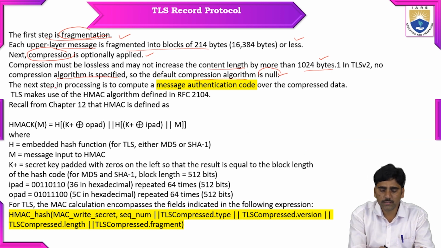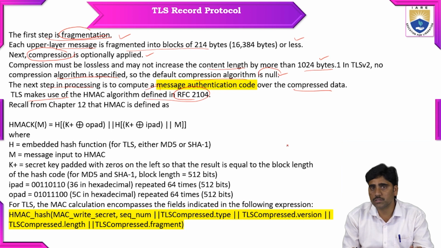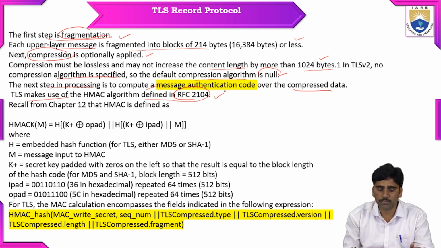The next step is to compute the message authentication code over the compressed data. The MAC is applied after compression and before encryption. TLS makes use of the HMAC algorithm defined in RFC 2104, that is, Request for Comments 2104.